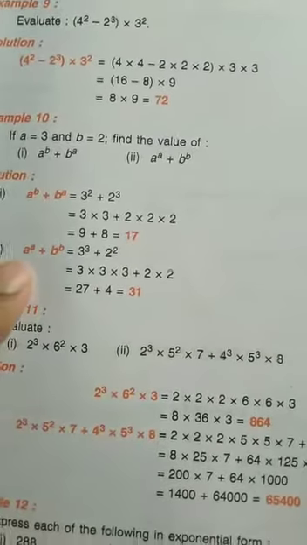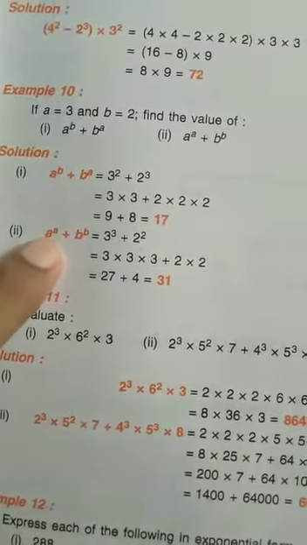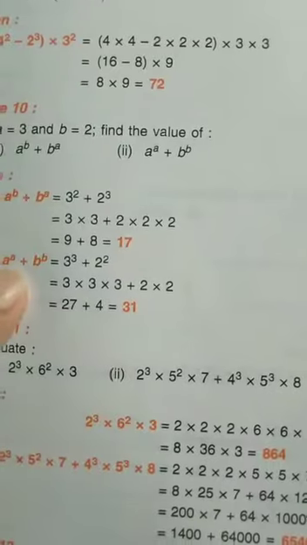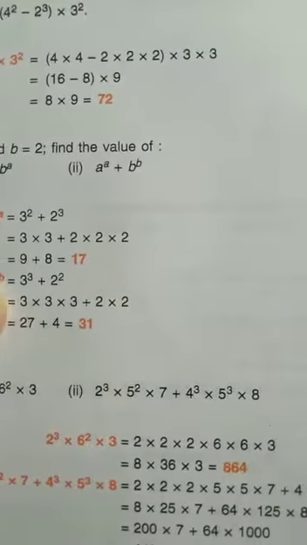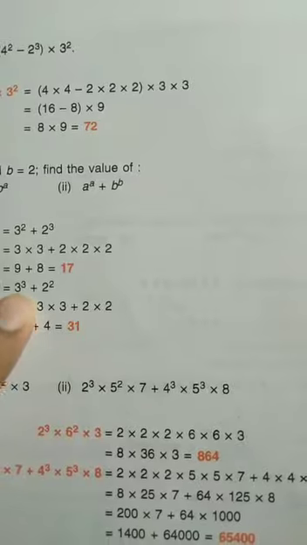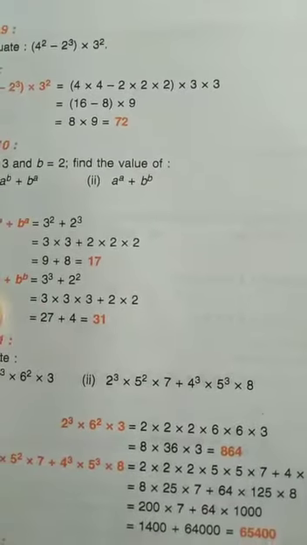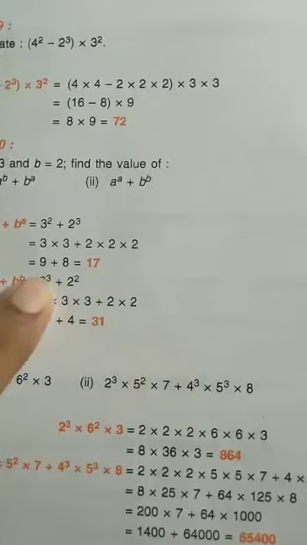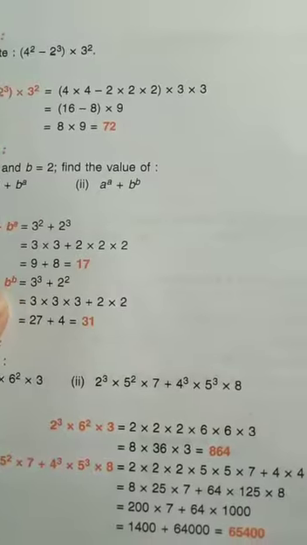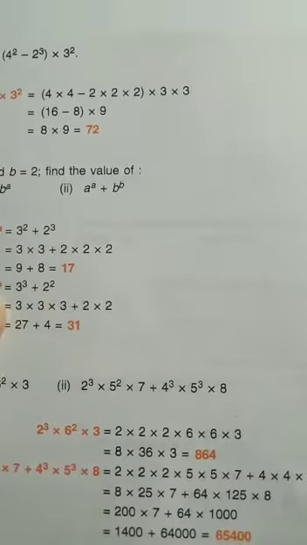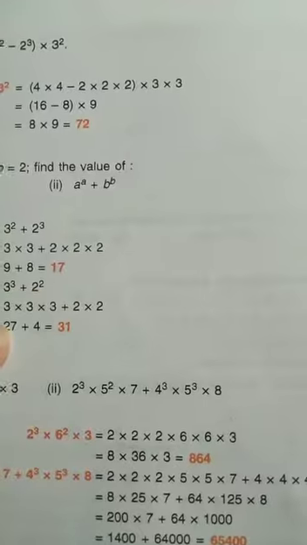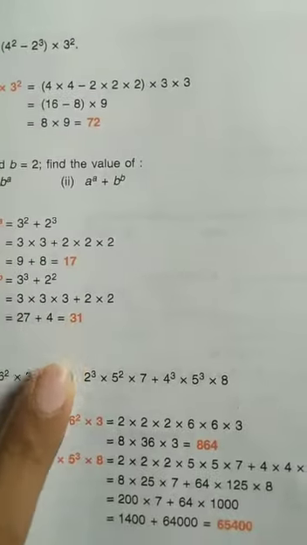Okay. So now if we want to know the value of a to the power a plus b to the power b, then the result will be... The base is a, that means 3, and the power is also 3, plus b to the power b means here the value of b is 2. So base is 2 and power is also 2. So we need to calculate it. The result will be 31.